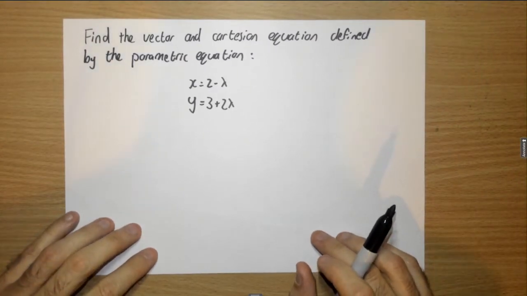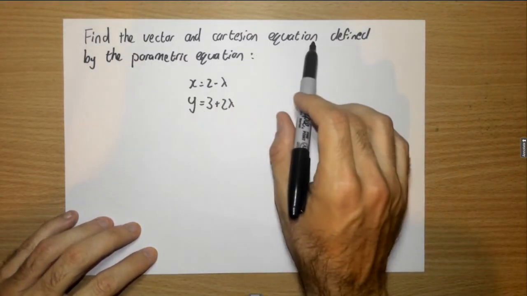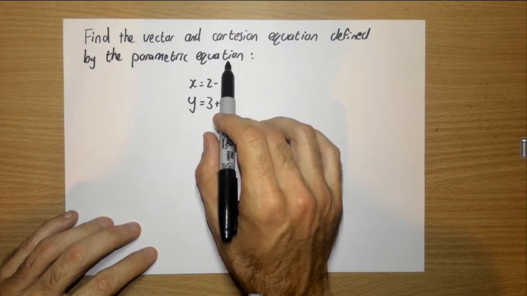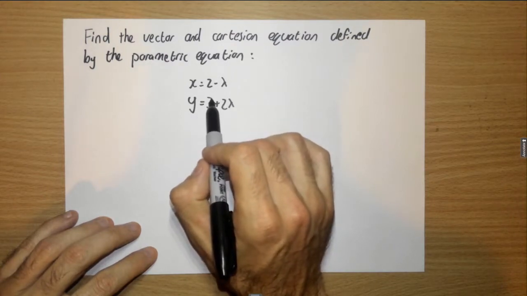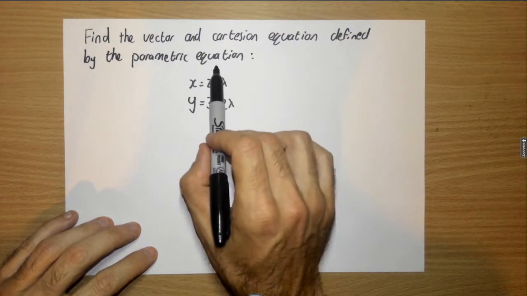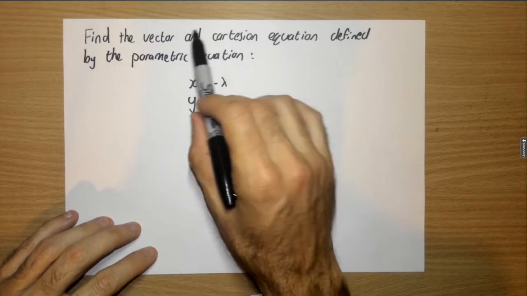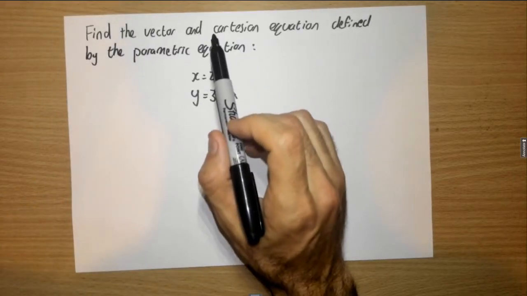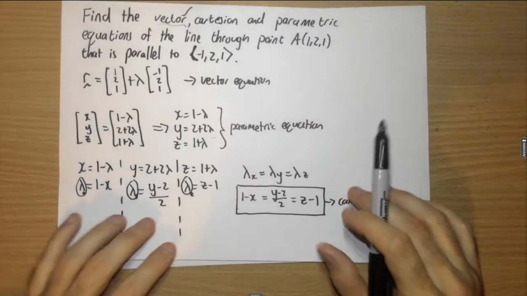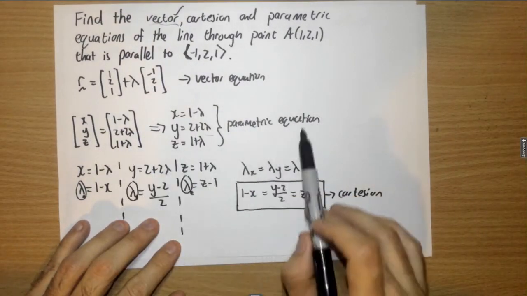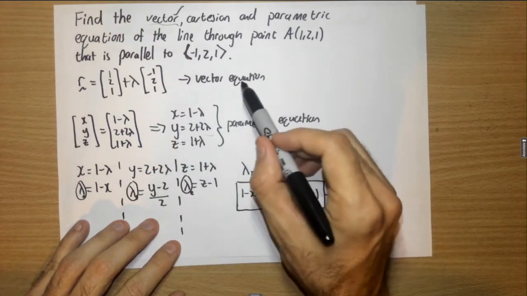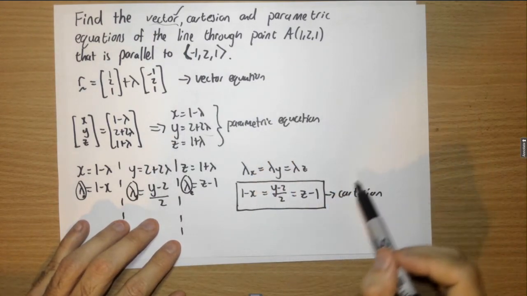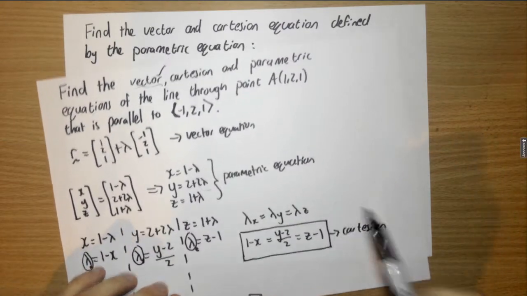Alright, let's try one more. Find the vector and Cartesian equation defined by the parametric equation. This one's a little bit different because what I've done is I've given the parametric equation, and we have to work backwards to get the vector equation and forwards to get the Cartesian equation. So again, I've given us the mid-level solution, and we're going to work backwards to get to the vector equation, and we're going to work forwards to get to the Cartesian equation, just like we did before.